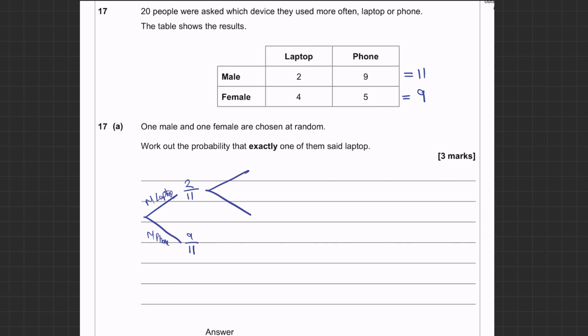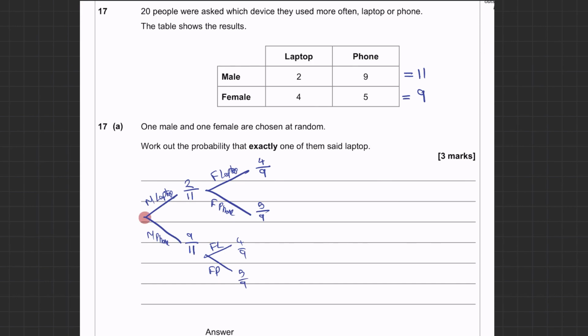Secondly, from this tree, the probability a female chose a laptop. There's 4 females who chose a laptop out of a total of 9 of them, and a female chose a phone, there's 5 out of a total 9 females. So 4 out of 9, 5 out of 9. Now we want to work out the probability that exactly one of them said laptop. If it's just one of them, that means if a male chose it, a female didn't. If a female chose it, a male didn't.